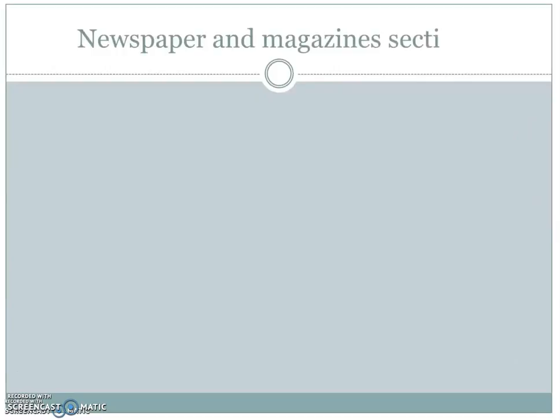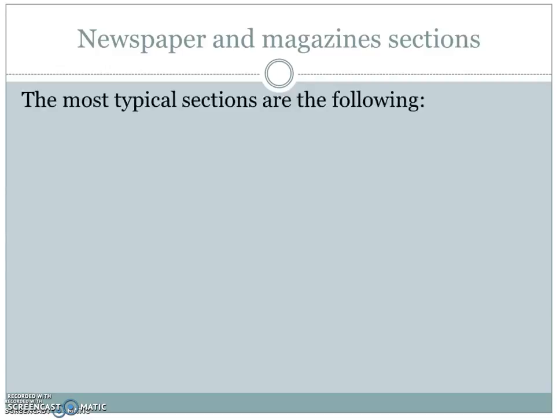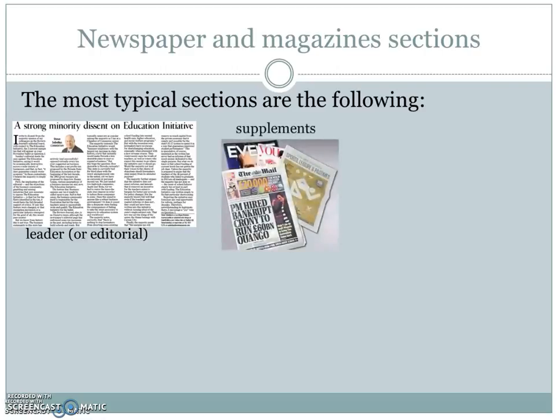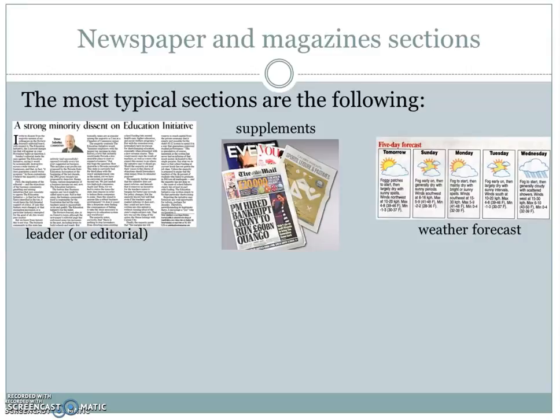The most typical sections that we can find in the English newspapers and magazines are the following. The leader or editorial. It is an article giving the newspaper editor's opinion. The supplements. They are separate magazines included with the newspaper. The weather forecast tells you what's the weather like in your area.